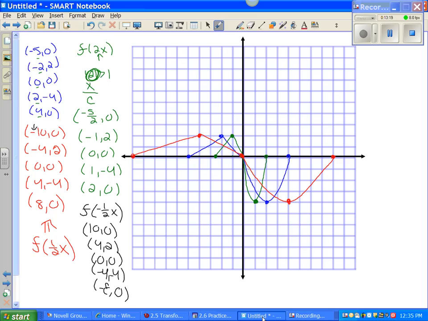So 10, 0, 4, 2, 0, 0, negative 4, negative 4, and negative 8, 0. Okay. So now what's happened is we have stretched it and reflected over the x-axis.